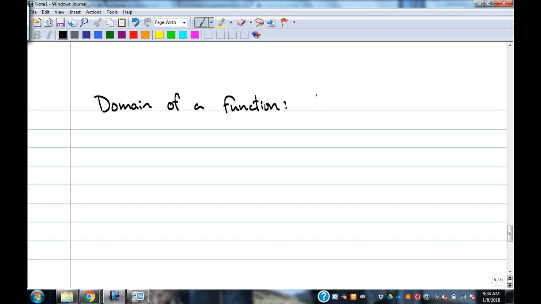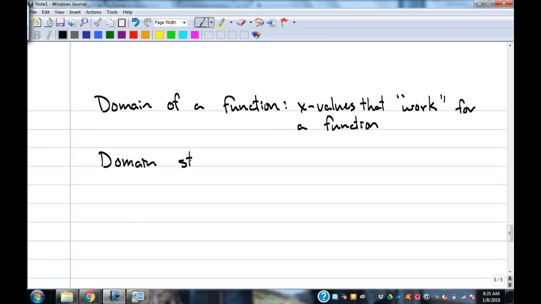Okay, so domain of a function. Domain relates to what? X values. So it's the X values that work for a function. Okay, when you're starting domain, every function has a domain that starts with all real numbers. You've heard that before? The term all real numbers you've heard before.